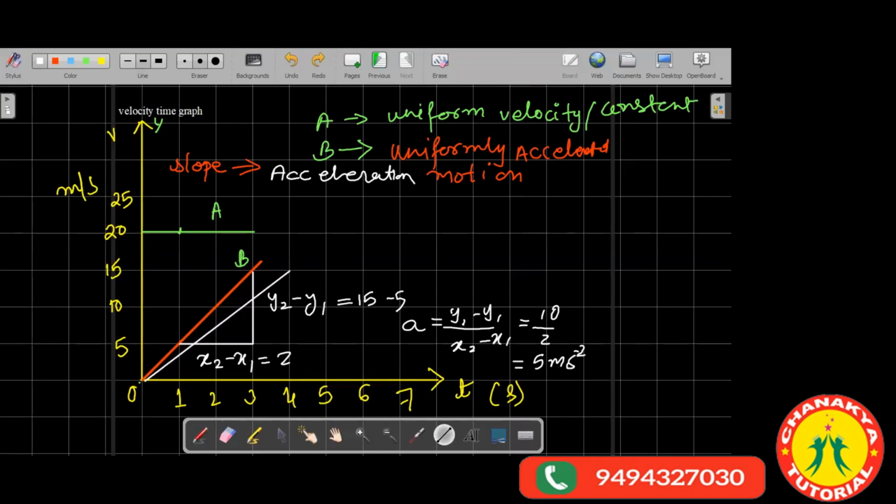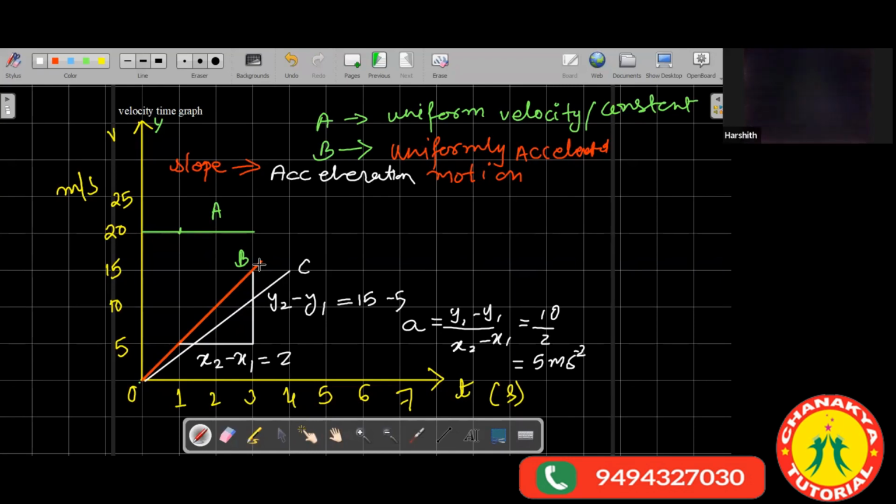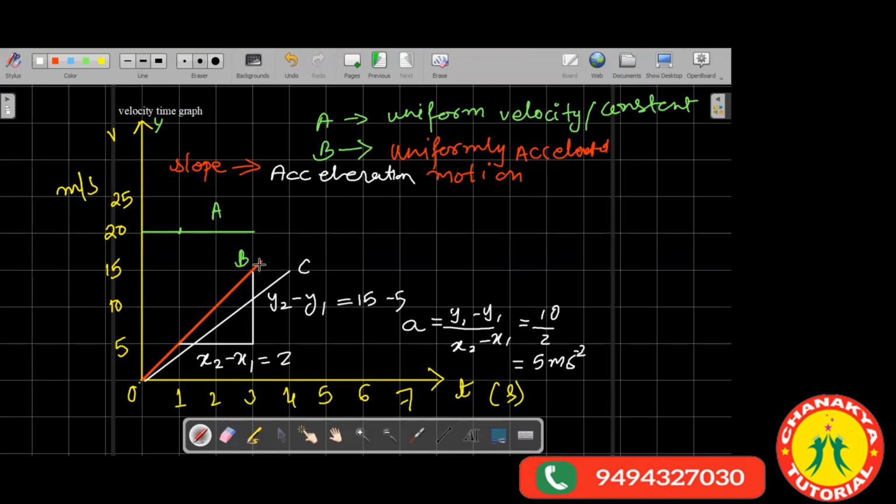Okay, here I have another graph, C. Can you find out the acceleration for C also? Yes, sir. Okay, find out the acceleration for C. Those who are unable to unmute, message through the chat section.